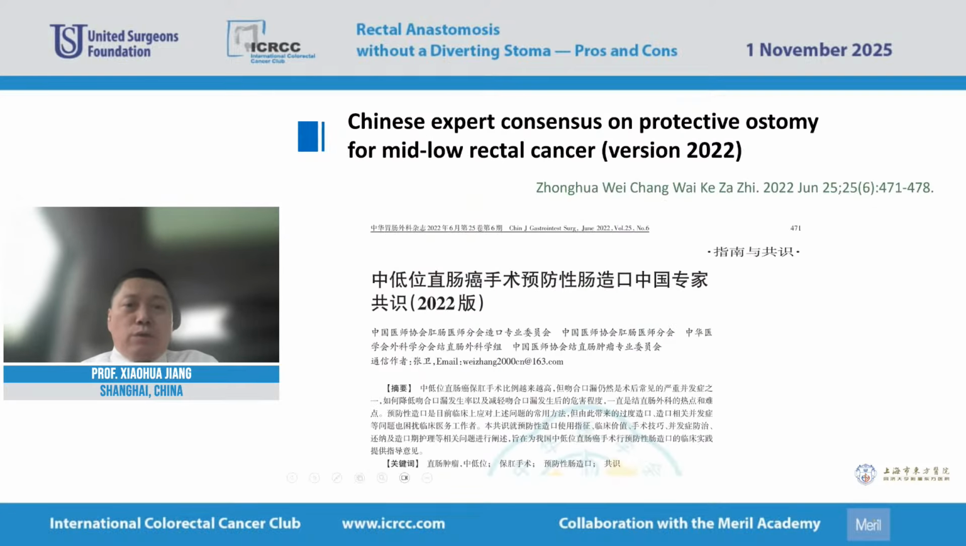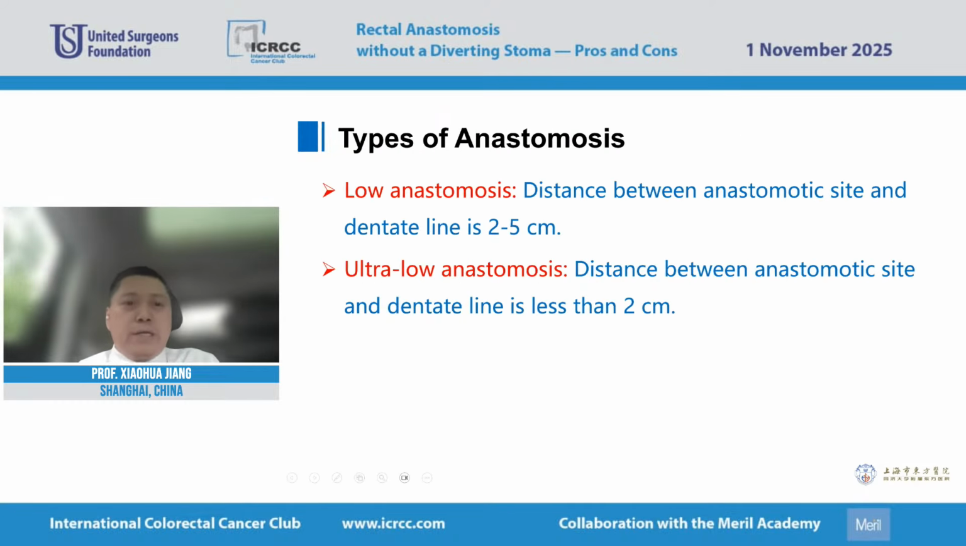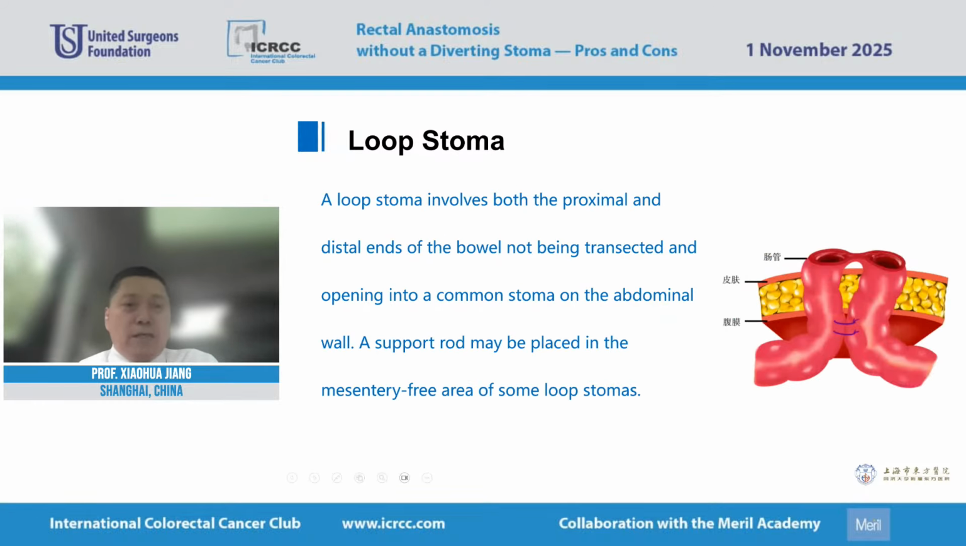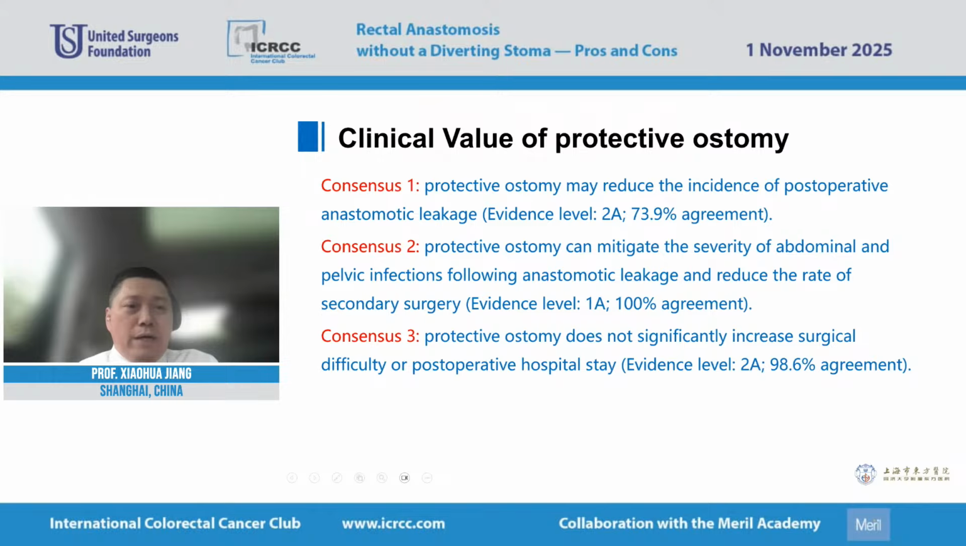In 2022, Chinese experts conducted a consensus on prophylactic ostomy for middle and low rectal cancer. We have definitions of prophylactic ostomy and the types of anastomosis, including low anastomosis, which is 2 to 5 centimeters from the dentate line, and ultra low anastomosis, less than 2 centimeters. We defined what a loop stoma is, and single barrel and double barrel stomas, and we have consensus one on the clinical value of prophylactic ostomy.